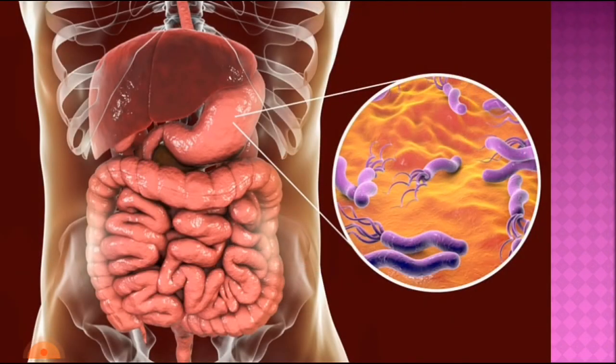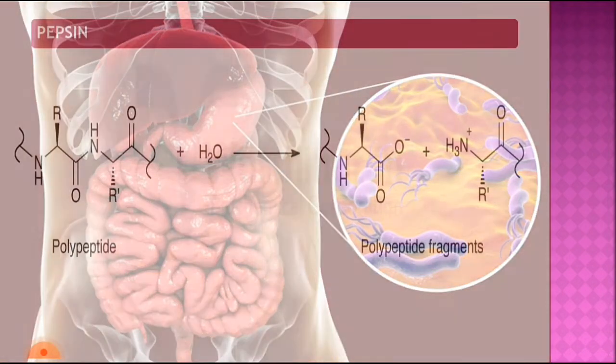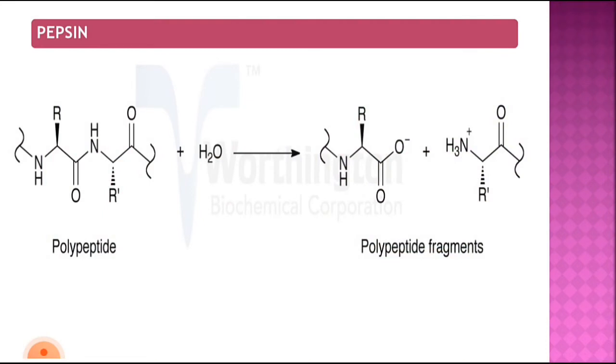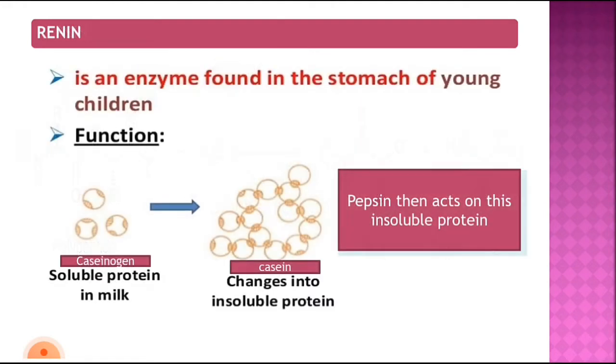HCl kills the germs that may have entered along with the food. It also creates an acidic medium that activates an enzyme, pepsin. Pepsin breaks down protein into peptones and proteoses. Rennin is also a protein digesting enzyme which helps in the curdling of milk by transforming soluble caseinogen into insoluble casein. Then pepsin acts on this insoluble casein and digests it.